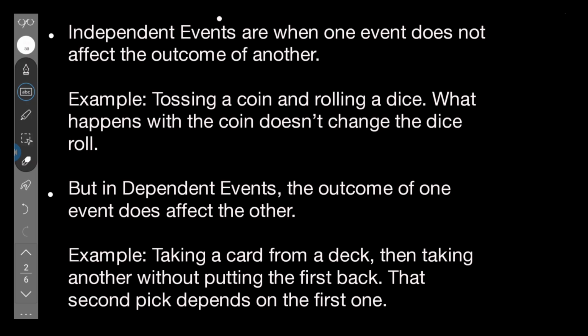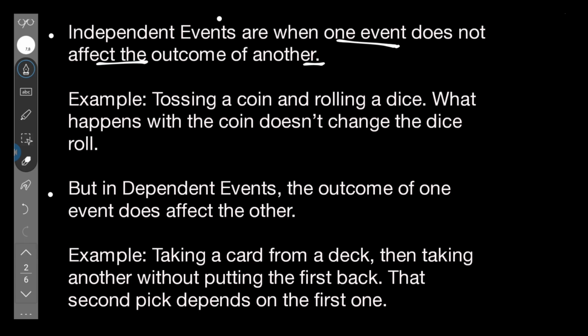Independent events are when one event does not affect the other outcome. Don't forget, when one event does not affect the other outcome, those are independent events. An example: tossing a coin and rolling a dice. What happens with the coin doesn't change the dice roll.